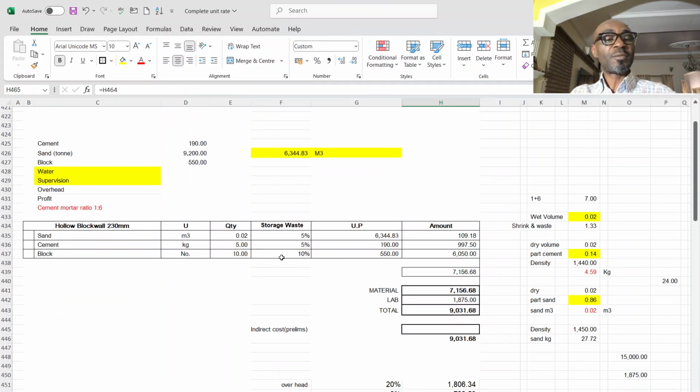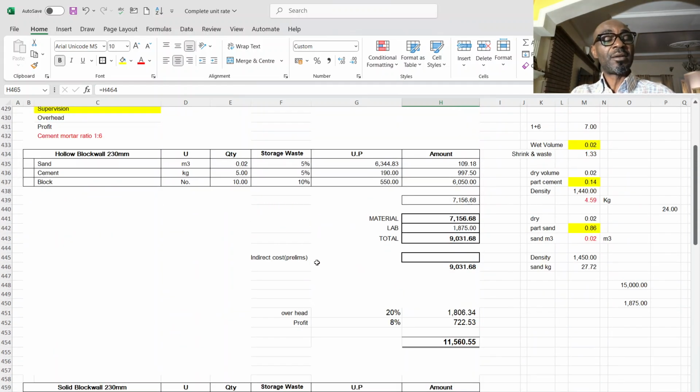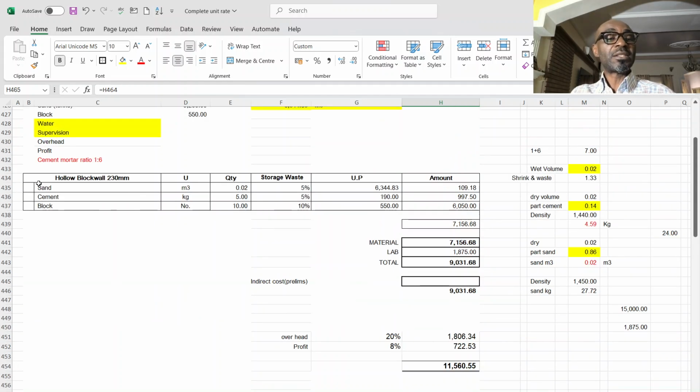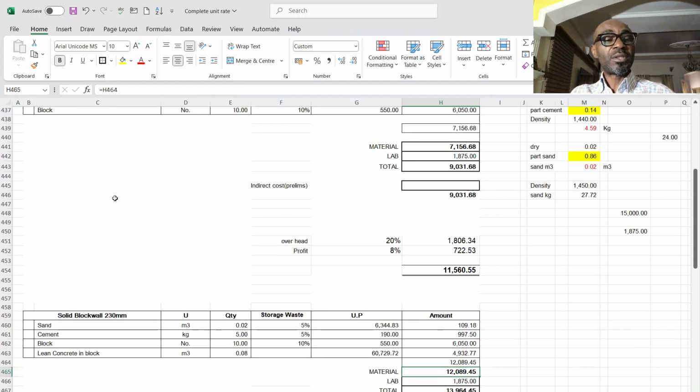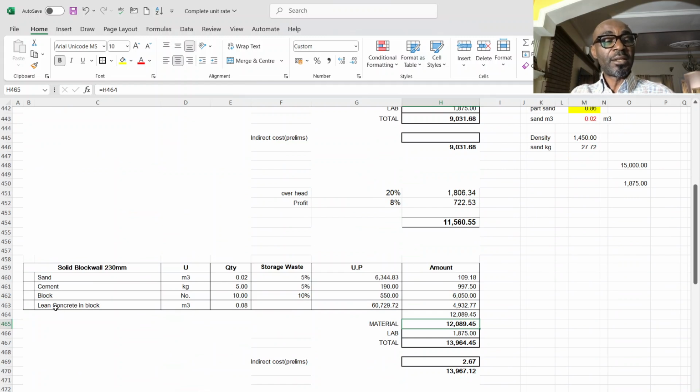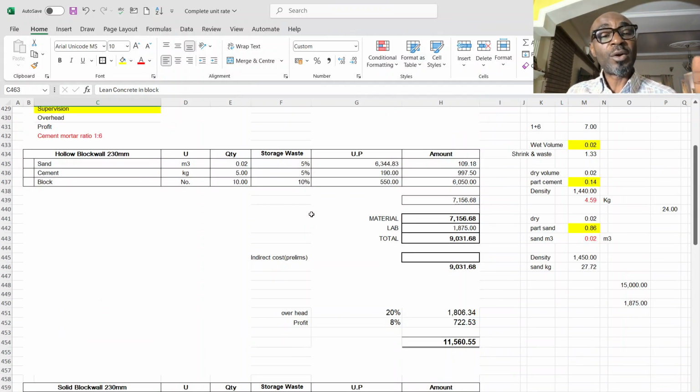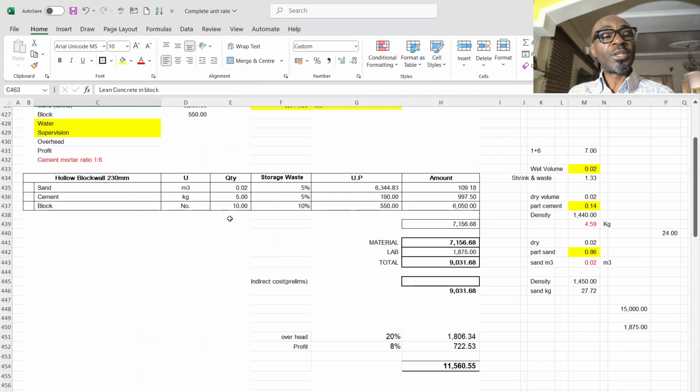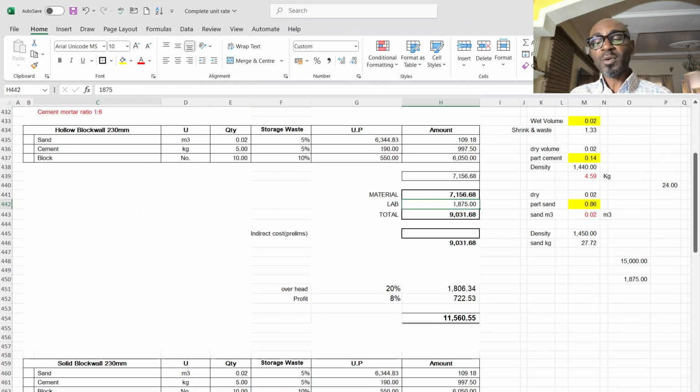Because I'm dealing with 2 types of blocks, this is solid block while this is hollow block. The difference between these two is just the lean mortar you're going to use to fill the hollow in terms of solid blocks, while the hollow remains hollow. So for the hollow blocks, you're going to have 7,157 per square meter, then the cost of your labor, 1,875. You add them together, you get 9,031.